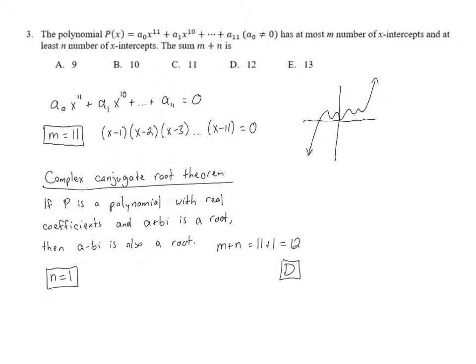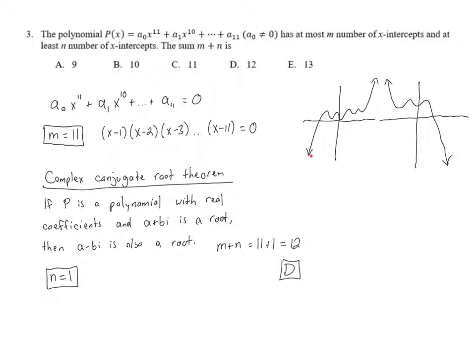Specifically, if a naught is positive, then the left-hand side of the graph is going to go downward towards negative infinity, and the right-hand side of the graph is going to go upward towards positive infinity. Similarly, if a naught is a negative number, that's going to reverse things. The graph is going to go to the left up towards positive infinity, and to the right down towards negative infinity.